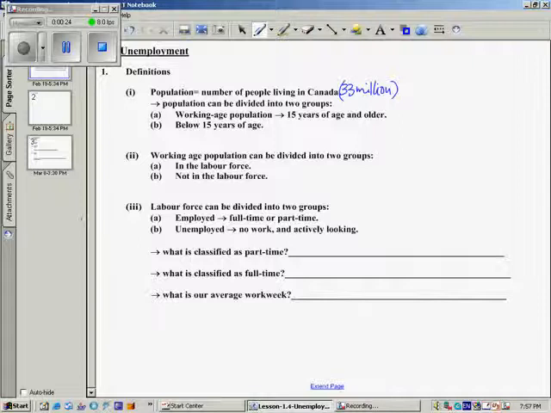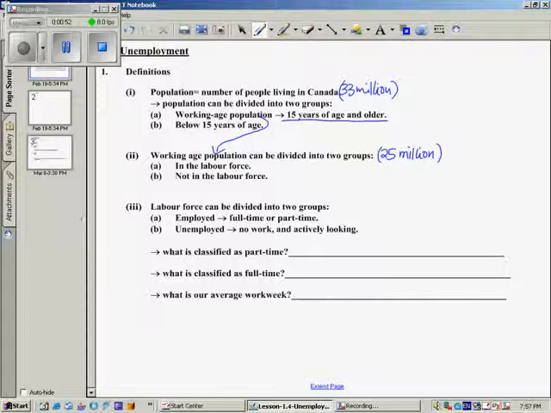And out of the population, we can further divide this into two groups. Working age population means you're 15 years of age and above. Non-working age population means you're younger than 15 years of age. Out of the 15 years of age and above working age population, which accounts for about 25 million people, we can further divide them into two groups, in the labor force and not in the labor force.